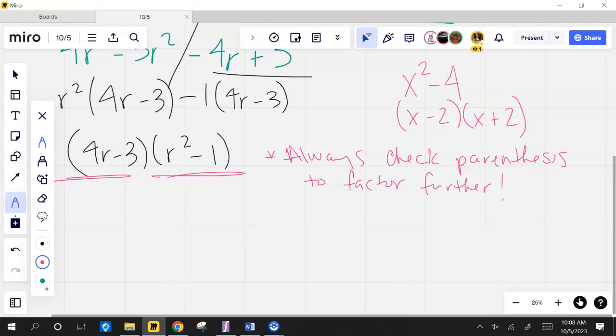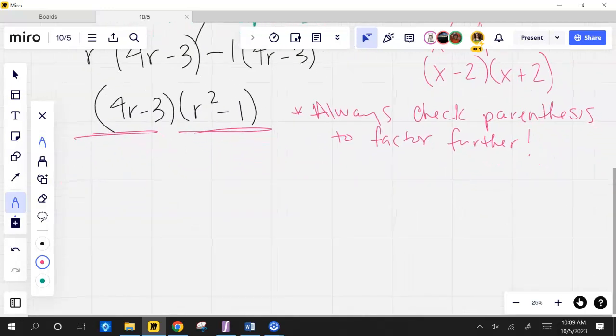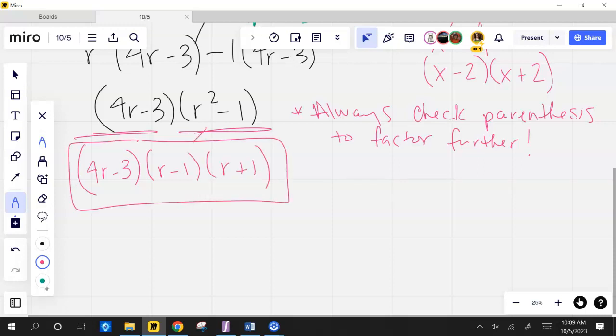Okay, this is what we call factoring completely. When we check every single parenthesis and see, can we do anything again, that's factoring completely. So 4r minus 3, can I do anything else with that? No. So I leave that. How about r squared minus 1? I can factor it further because now it's a difference of two squares. How does that factor? R minus 1, keep going. Close, plus 1. Now it's factored completely. You see how we broke that up? Even after we factored it, we broke it up further.